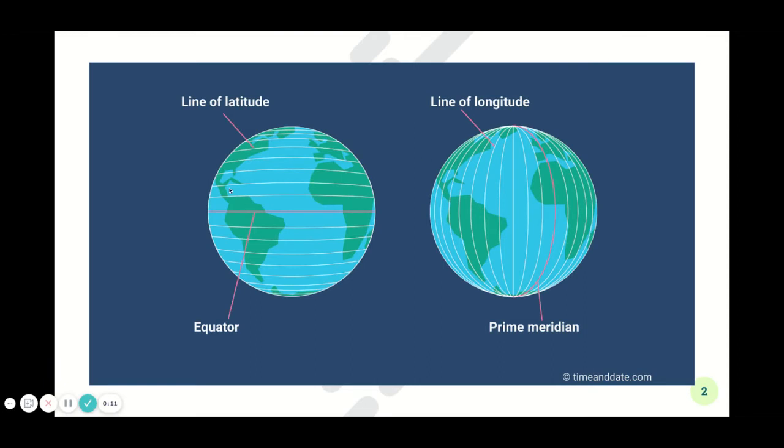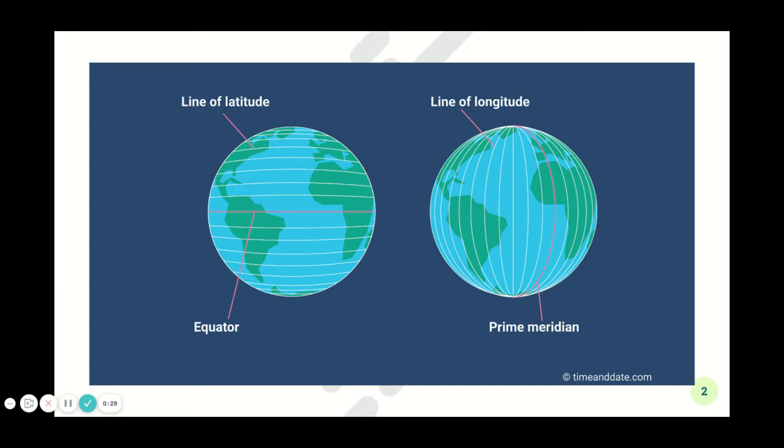So remember our lines of latitude, think latitude, fatitude, they go across horizontally. They're going to run from east to west, right? But we're going to measure them in north and south. So if they're north of the equator, they'll be labeled north. If they're south of the equator, they will be labeled south.